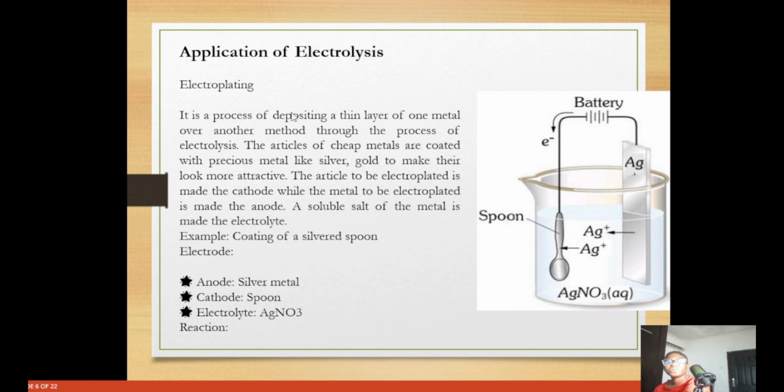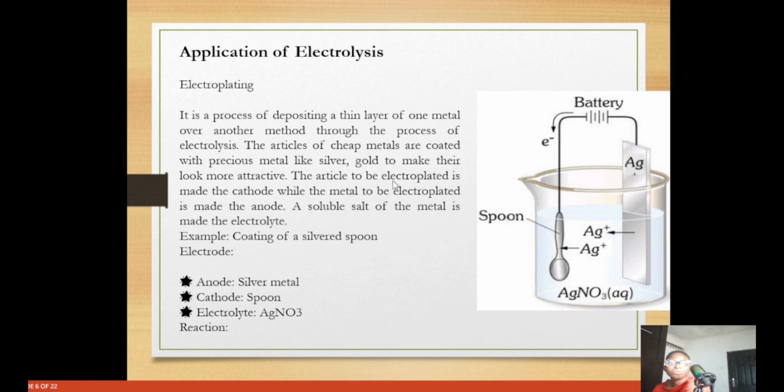Application of electrolysis. What is the application of electrolysis? The first one is electroplating. Electroplating is a process of depositing a thin layer of one metal over another. It's just like protecting a very good metal. You use another metal to protect it. It is a process of depositing a thin layer of one metal over another through the process of electrolysis. The articles of cheap metals are coated with precious metals like silver, gold to make their look more attractive.